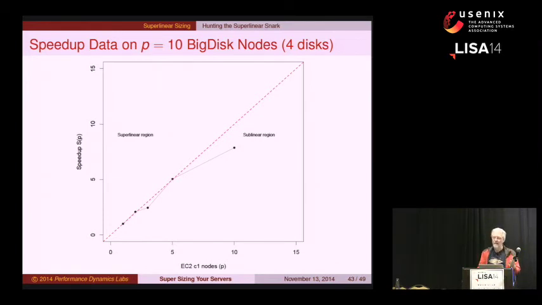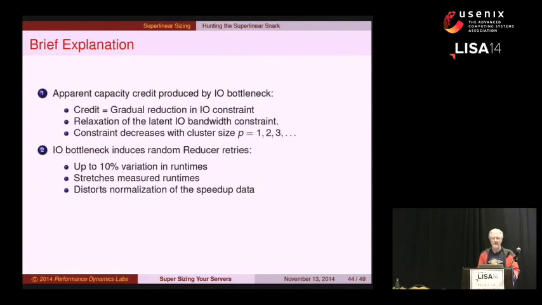That's the part of the explanation that comes out of debugging exactly what all this means, and that's quite complicated. So just very briefly, the apparent capacity credit is really somehow related to this I/O bottleneck on a single node where you have a single disk, the big mem configuration. The credit comes from the gradual reduction in the I/O constraint as you add more nodes, but it's very slow. It relaxes the latent I/O bandwidth constraint that you started out with on the single node as you increase the number of nodes up through, in our case here, 10.